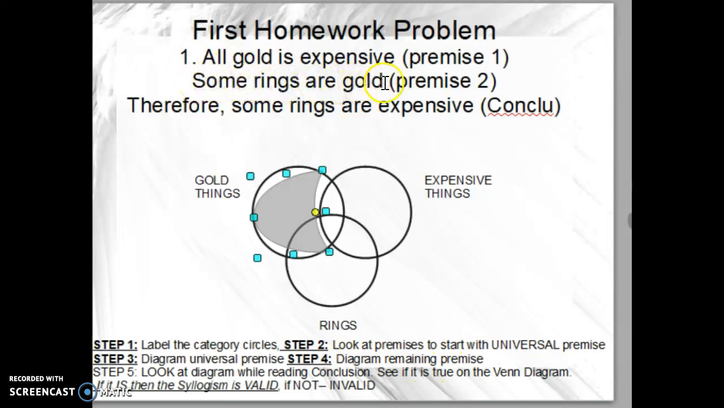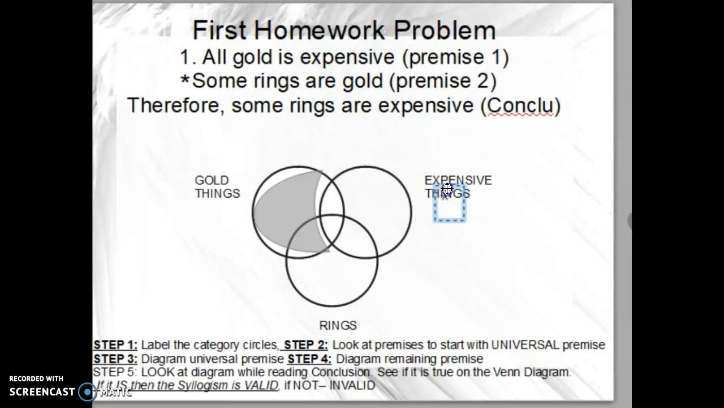Some rings are gold. Now, whenever you hear the word some, it means we're talking about at least one, right? So I'm going to use a little star. Whenever I see the word some, I'm going to put a little star by it up here. And that also means I'm going to use a star on my diagram down here. So it says some rings are gold. So I'm going to take a little star and I'm going to put it where rings and gold overlap.